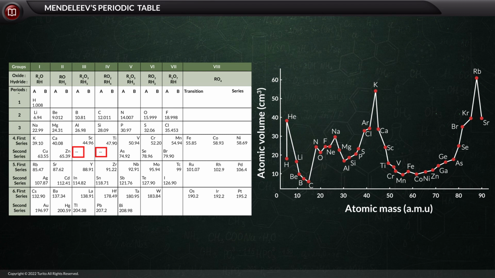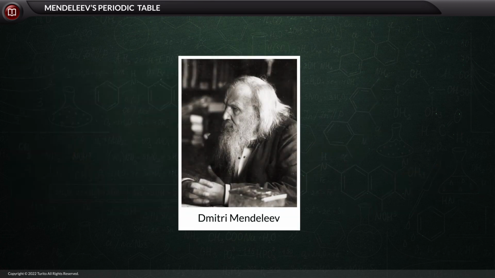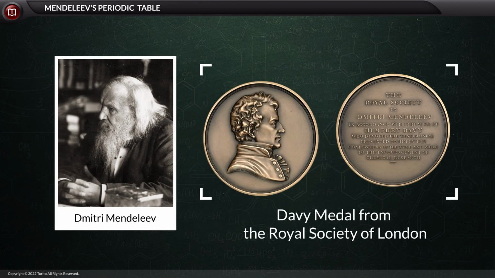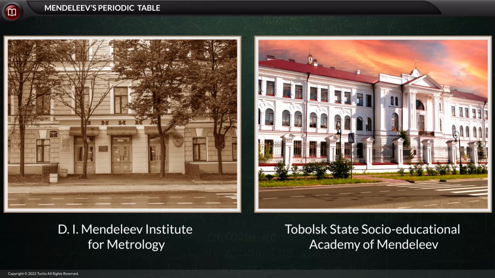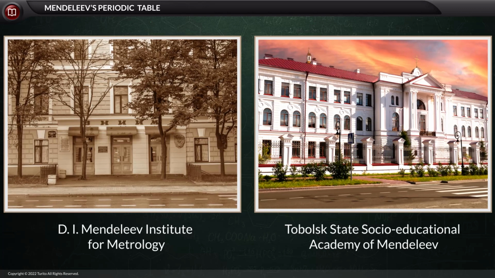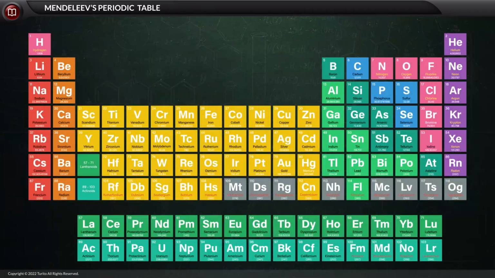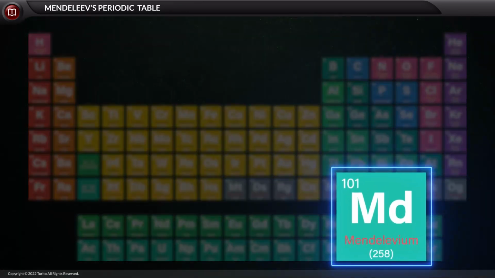Dmitri Mendeleev received the Davy Medal from the Royal Society of London. He was nominated for the Nobel Prize initially, but later, the nomination for the same got cancelled. However, there are institutes named after him in Europe and in Russia. The biggest gratitude towards Mendeleev was in the form of naming an element after his name. The element was mendelevium.